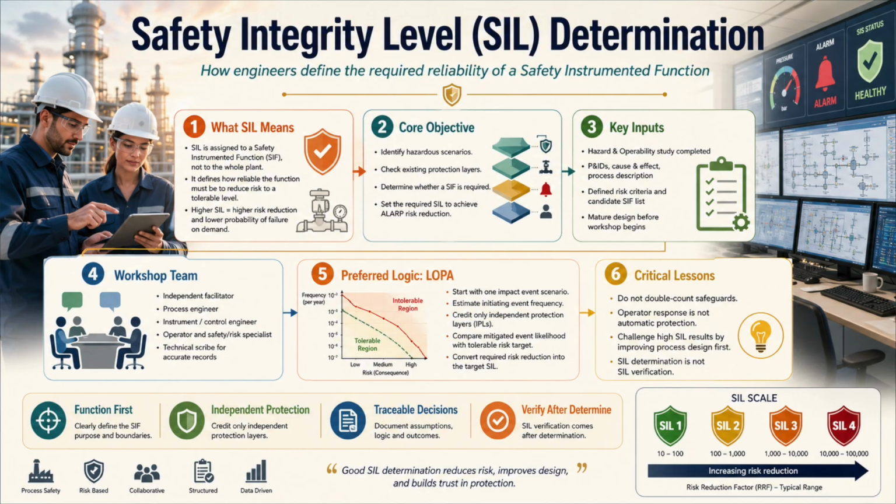Consider a high-pressure scenario caused by failure of a basic process control system loop. You cannot automatically credit another alarm or action using the same transmitter, controller, logic path, or final control element. Shared hardware, software, utilities, impulse lines, power supplies, communications, or maintenance practices can create common cause failure.